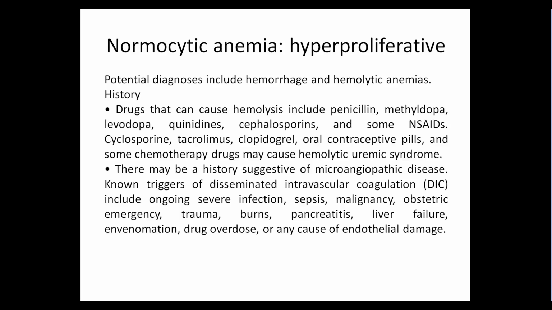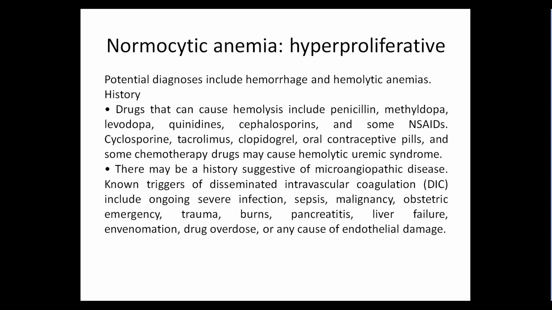Potential diagnoses include hemorrhage and hemolytic anemia. Drugs that can cause hemolysis include penicillin, methyldopa, levodopa, quinidines, cephalosporins, and some non-steroidal anti-inflammatory drugs. Cyclosporine, tacrolimus, clopidogrel, oral contraceptive pills, and some chemotherapy drugs may cause hemolytic uremic syndrome.